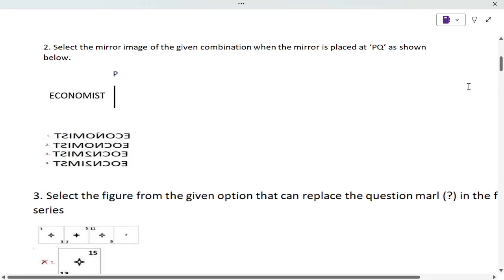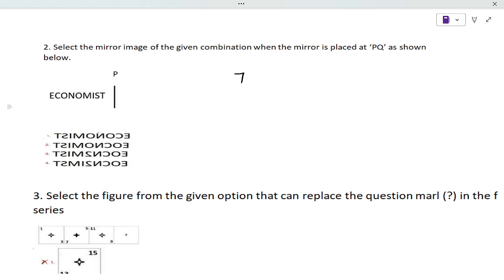Next one is from mirror image. So in a mirror, the image will be in this way. So mirror means opposite, right? Mirror means opposite.